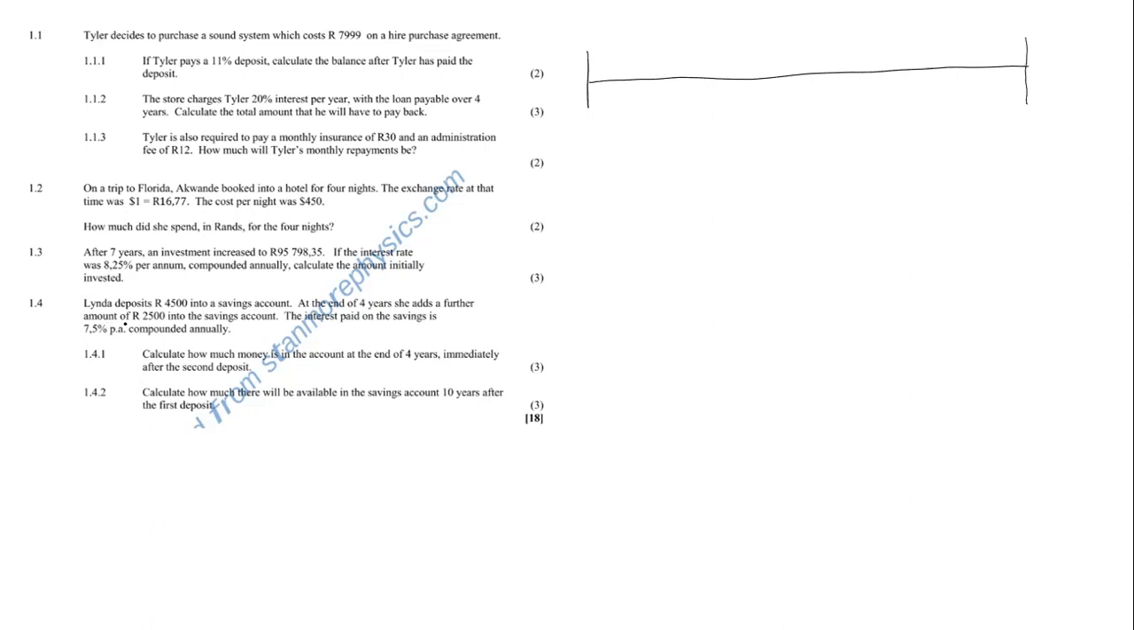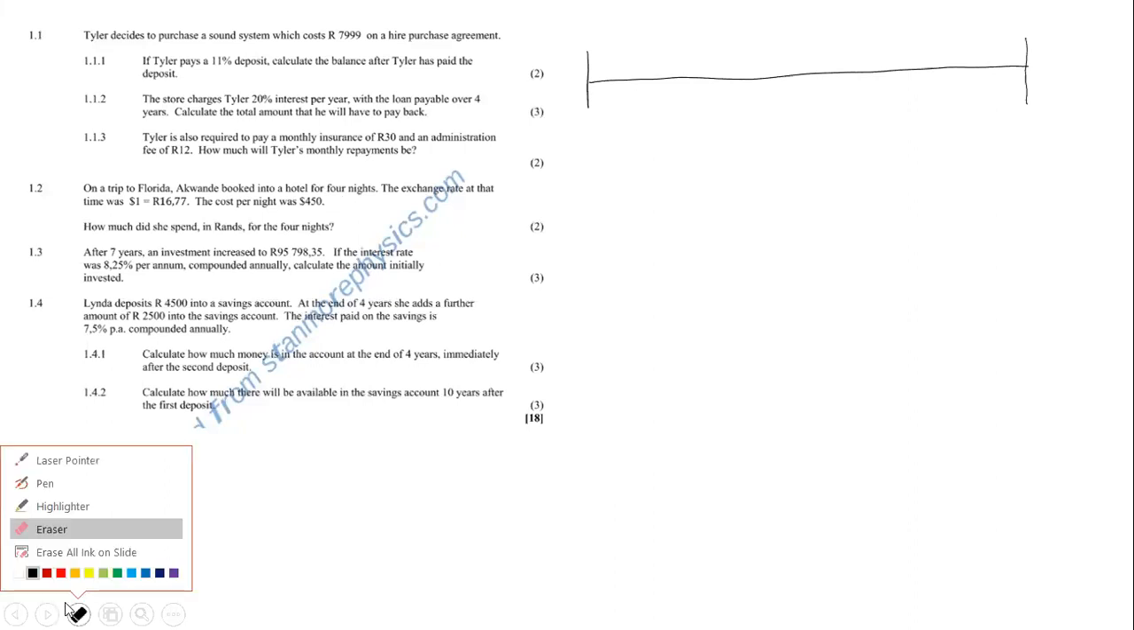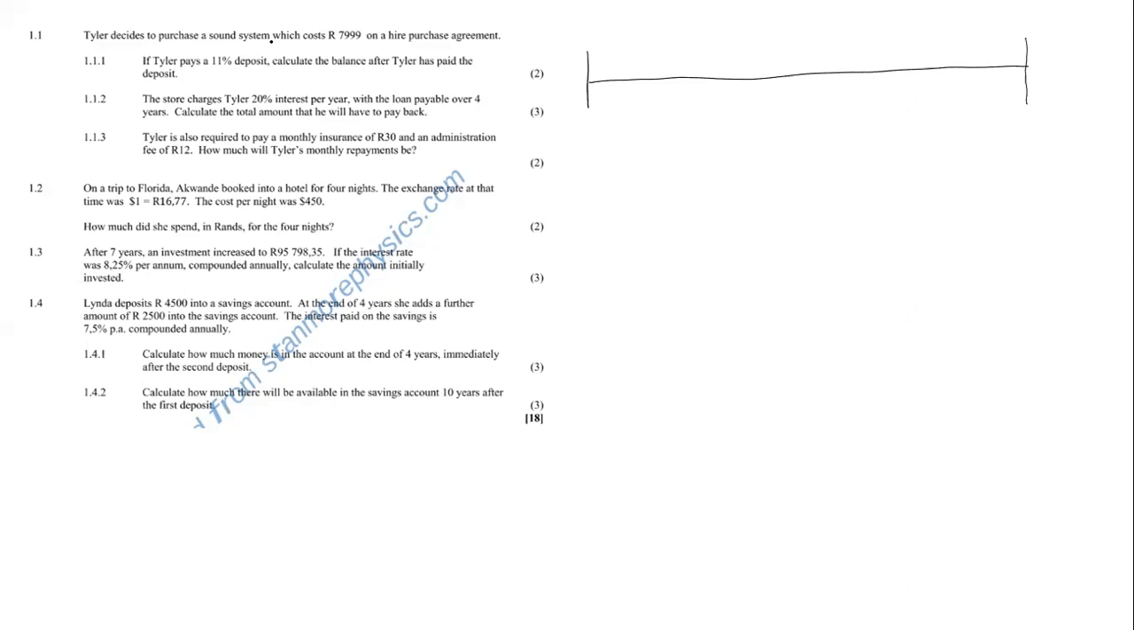Let's start. Linda deposits 4,500 into a savings account. Okay, here's Linda. She went to a bank, maybe FNB. And then when she got into the bank, today, Linda decided to take 4,500. How's my writing now? So Linda decided to take 4,500 rand into a savings account. Here's Linda, right? She went to FNB. Boom, 4,500 into an account.